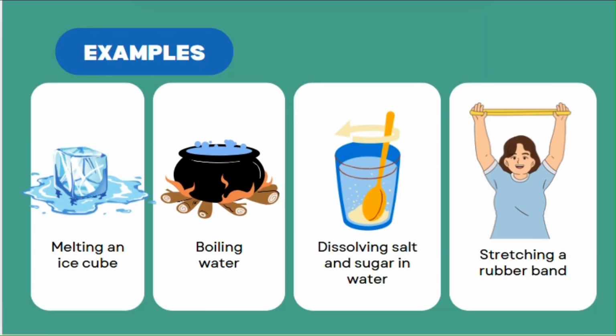Some more examples here are melting of an ice cube, where ice turns into water, that is solid into liquid. Boiling water, where water turns into steam, and here no new substance is formed. Dissolving salt and sugar in water. Now these can be reversed by evaporation. Stretching a rubber band, no new material is made, only the shape changes.